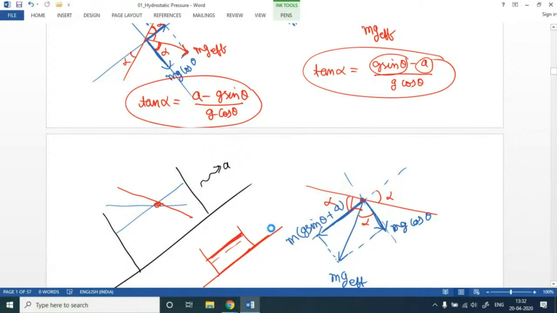So I think we have completed this discussion. More problem solving might be required for practice. So here we have exhausted our time.